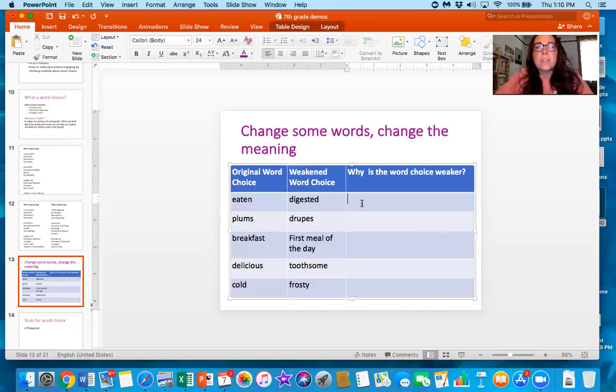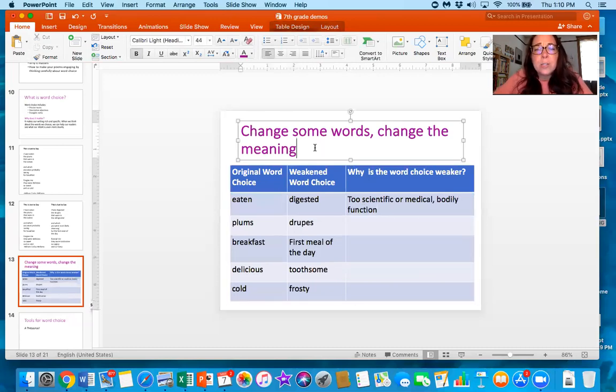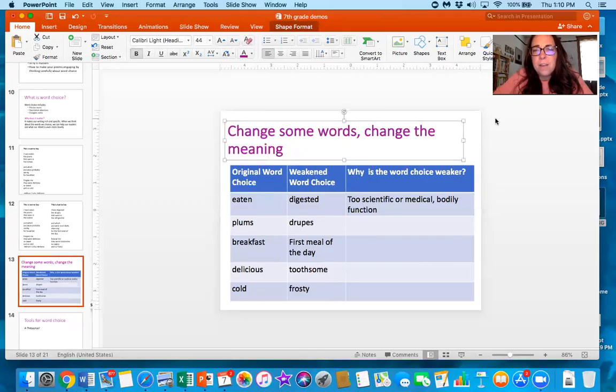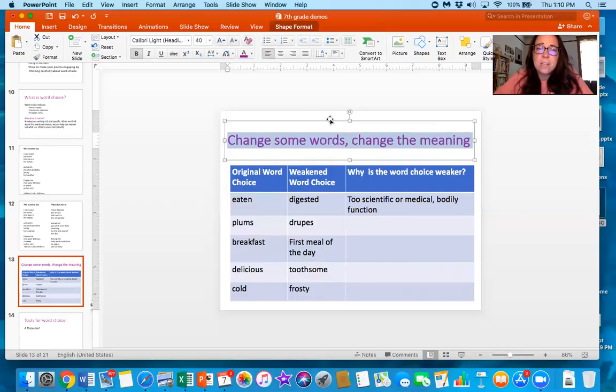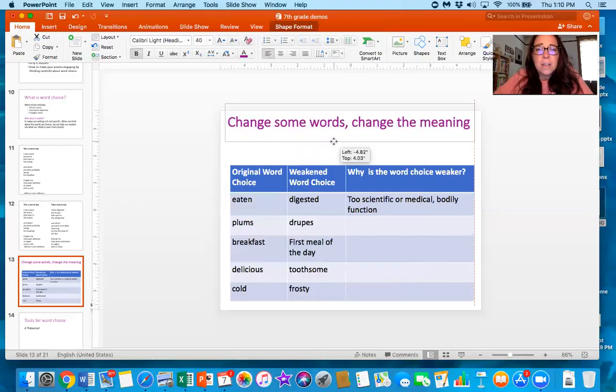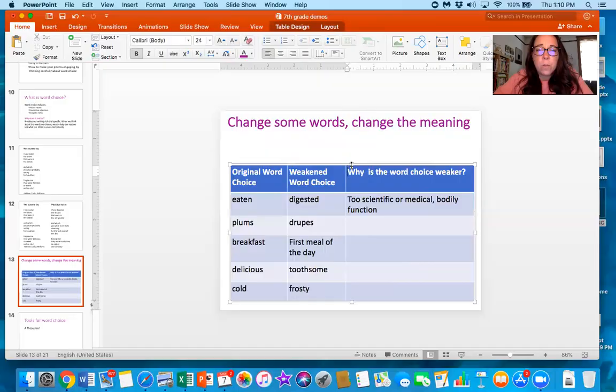It seems like more of a medical term. So the word choice with digested is not as good because it sounds too scientific or medical or like a bodily function. If you are trying to achieve some bit of medical tone in your poem, then digested might be great. But I don't think it sounds as good for what William Carlos Williams is trying to do. Eaten sounds better.